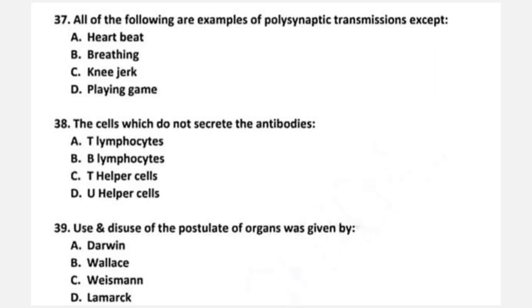Question number 37 is all of the following are examples of polysynaptic transmissions except A is the heartbeat, option B is the breathing, option C is the knee jerk, and option D is the playing game.